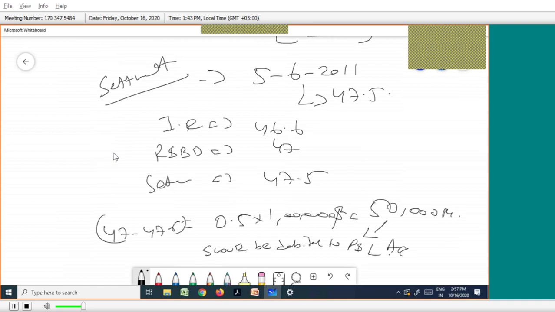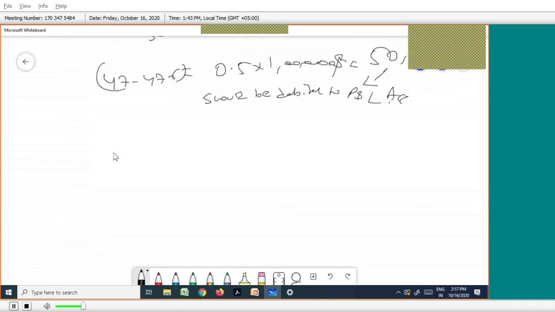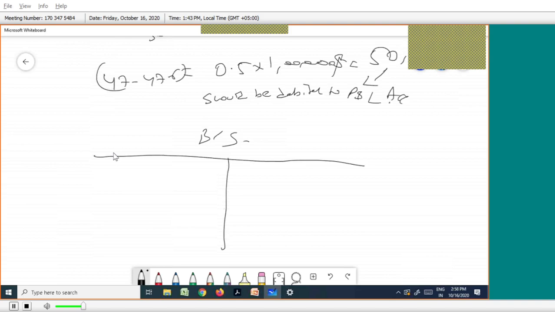So what they are trying to say is, I borrowed. This is my balance sheet. For example, I borrowed $1 lakh, repayable in 4 years. Every year I will pay 25,000. Why did I borrow this $1 lakh?